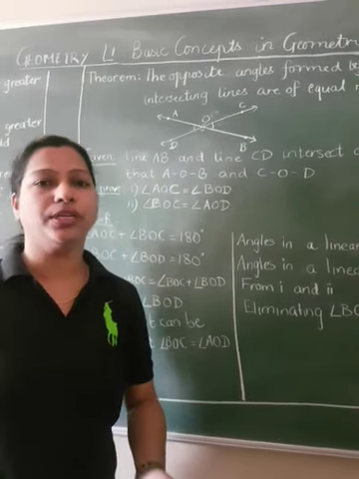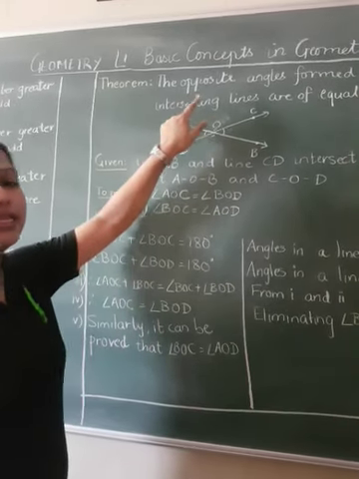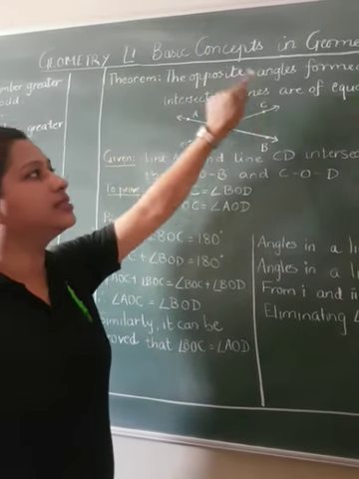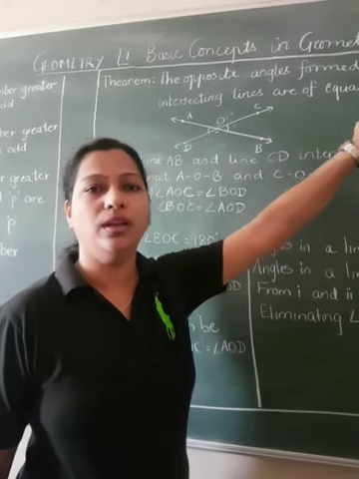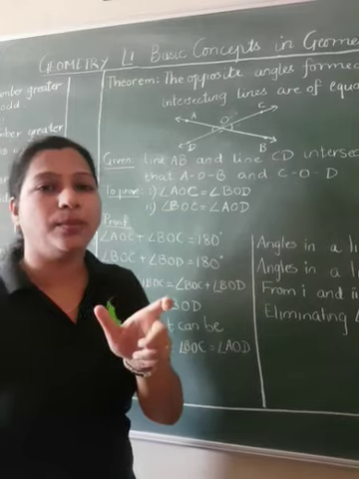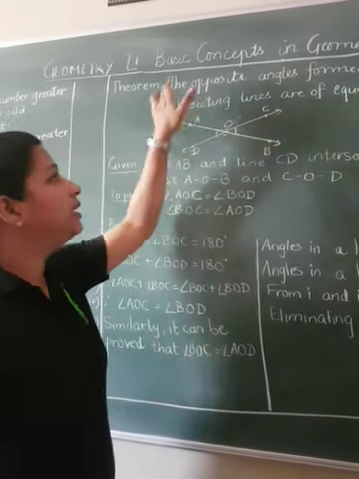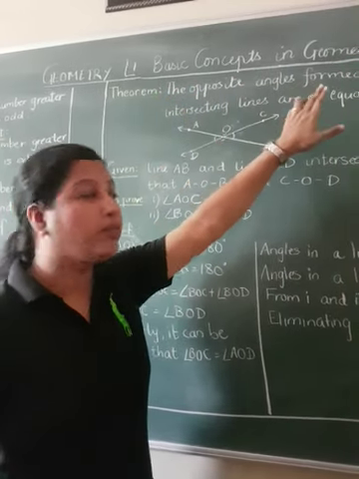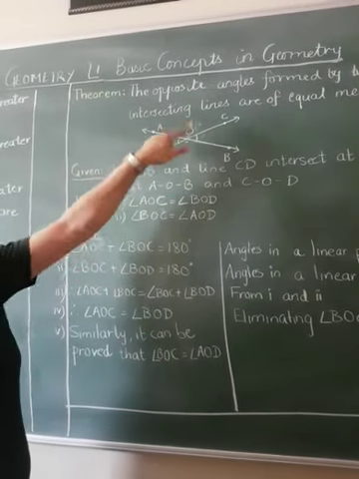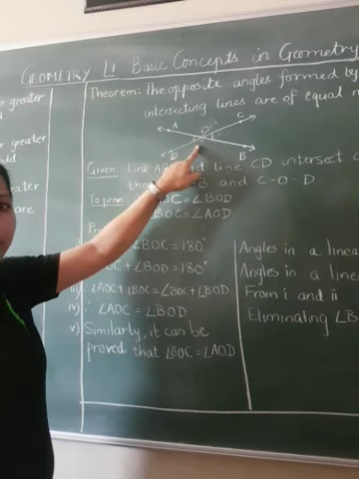Now this we can put in the conditional form also: if two lines intersect, the opposite angles are of equal measures. So if two lines intersect, this will be your given part. And what you'll have to prove? The opposite angles which are formed are of equal measures. So here in this diagram you can see line AB and line CD intersecting at point O.